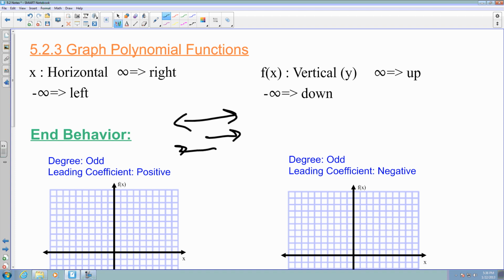If we go to the left-hand side, that means x is becoming a very, very small number, a negative number, or a very large negative number, I guess is the better word for it. So that would mean that x is approaching negative infinity. And for f of x or y, if we're going up, that means we're approaching positive infinity. If we're going down, it means we're approaching negative infinity.